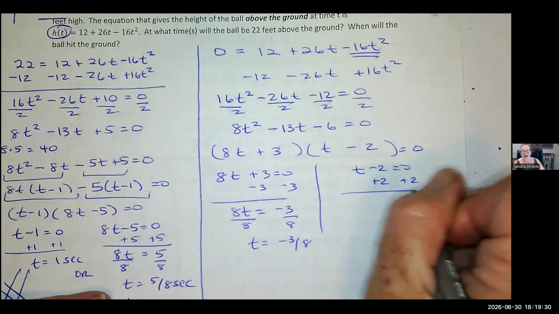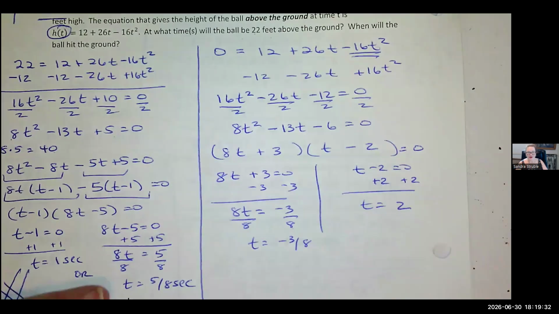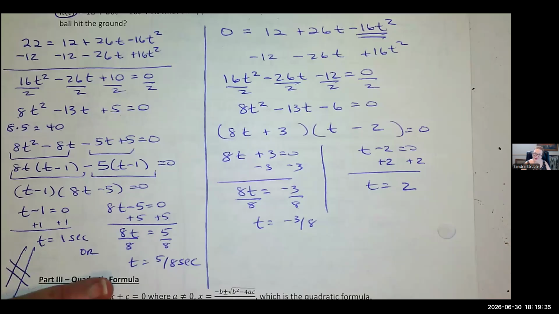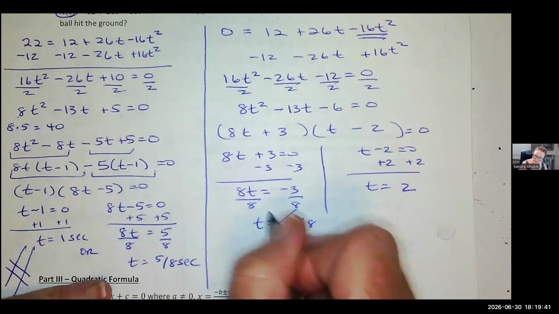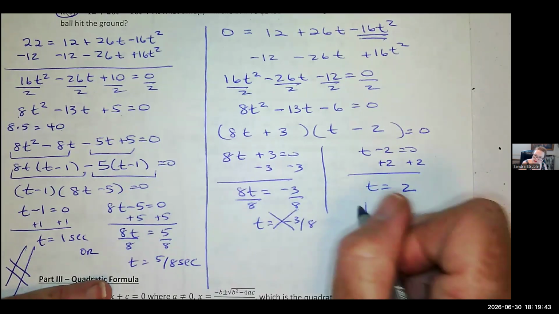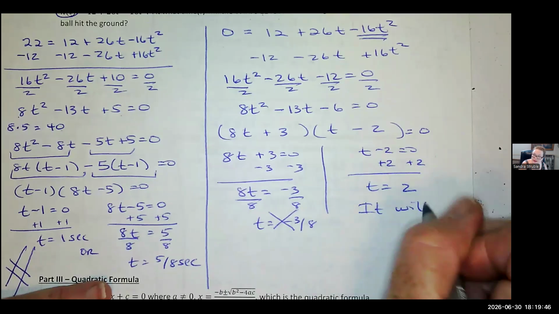Time, we do not have a time machine. We don't have a DeLorean. We can't go back in time. So negative 3/8 seconds does not work. So it will take 2 seconds for the ball to hit the ground.